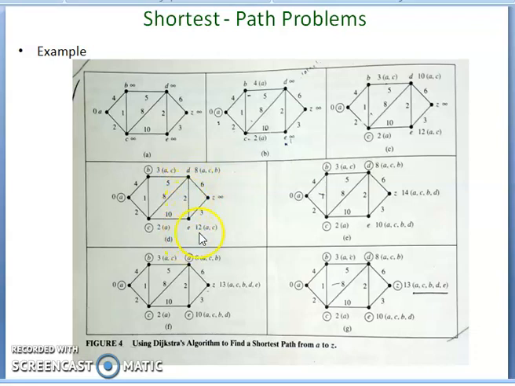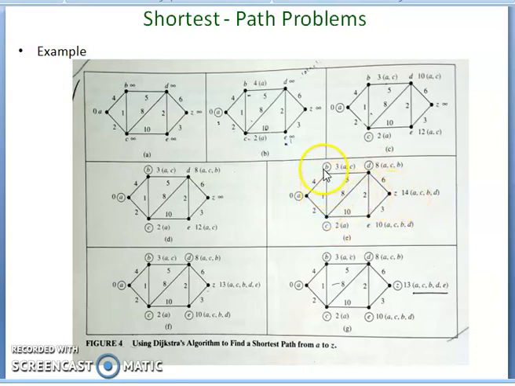10 is less than 12, so you update this also. Hence, from this to this E is 10, and from D to Z the value is 14. What is the path of this one? A to C, C to B, B to D, then the length is 14.